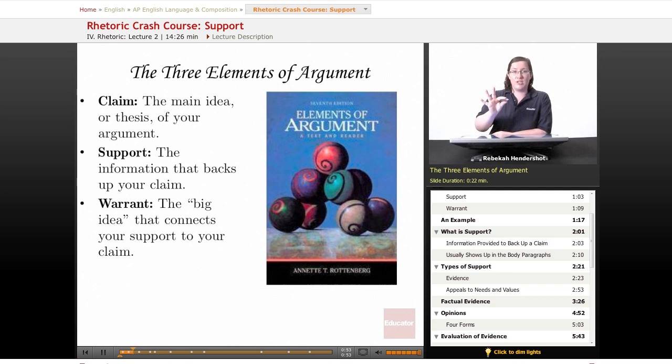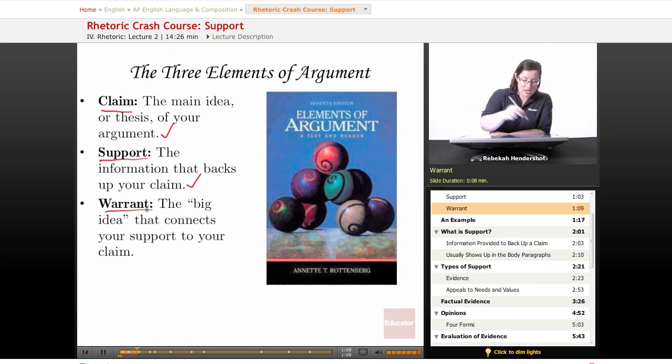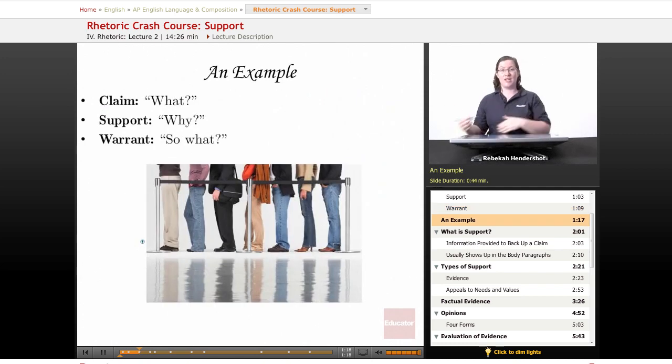According to Toulmin, the three elements you have to have in order for your argument to make sense are the claim, which is the main idea or thesis of your argument. It's usually the thesis statement of your essay. The support, the information that backs up your claim, usually shows up in the body paragraphs of your essay, and the warrant, the big idea that connects your support to your claim. That may not be mentioned at all, but you still need to know what it is and where it is.